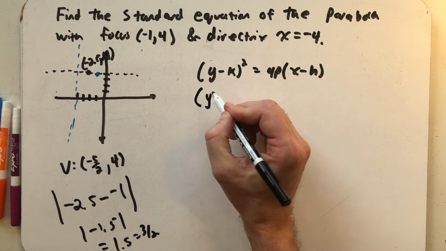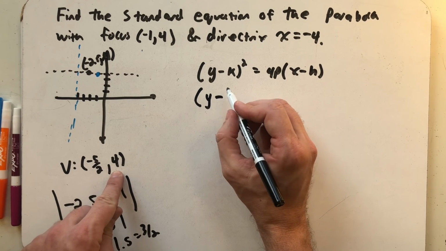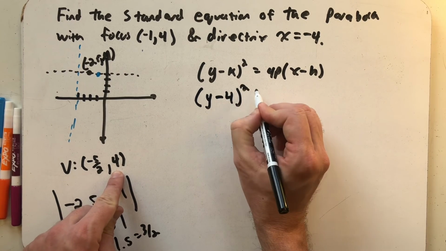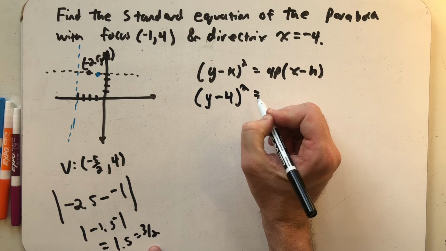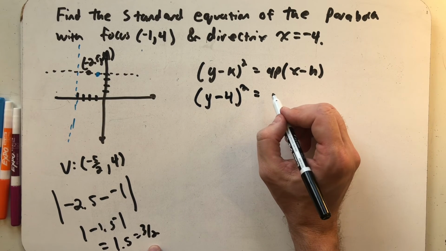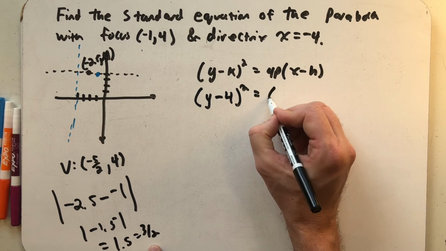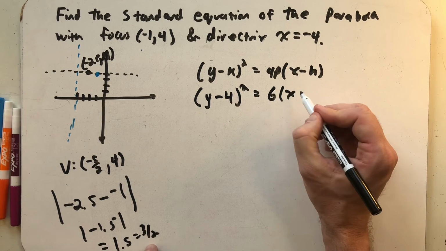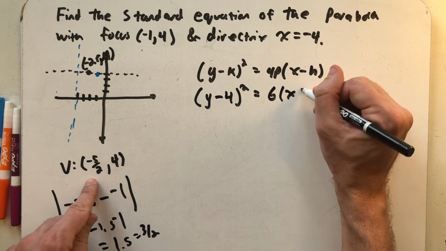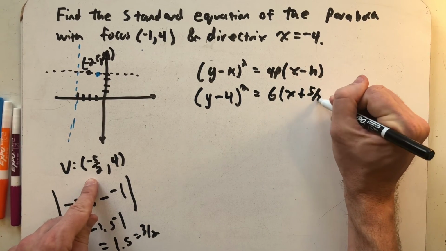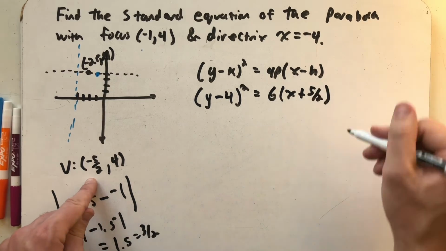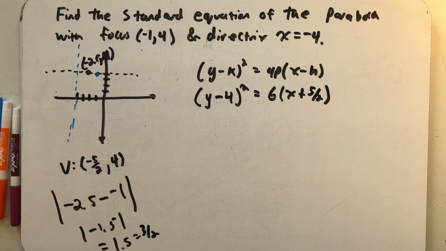All right, y minus k, so the y-coordinate of the vertex here, is equal to 4 times 3/2, that value of p. So that's going to be a 6, and then an x minus, so a plus 5/2, a minus 5 over 2. And there's our equation for this parabola.